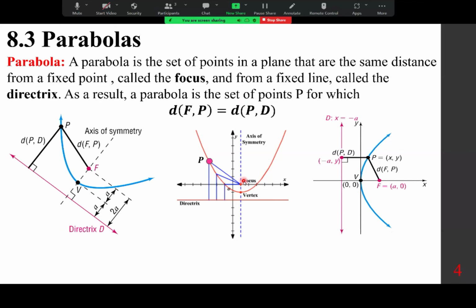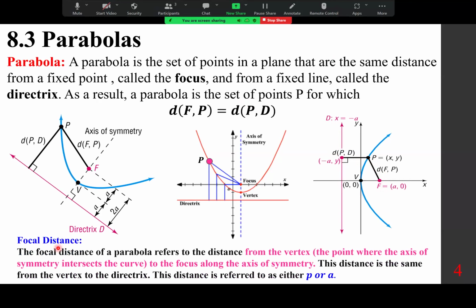Now, if you look at this case, P is some point on a parabola, drop a perpendicular to its directrix, and the distance from the focal point is the same.